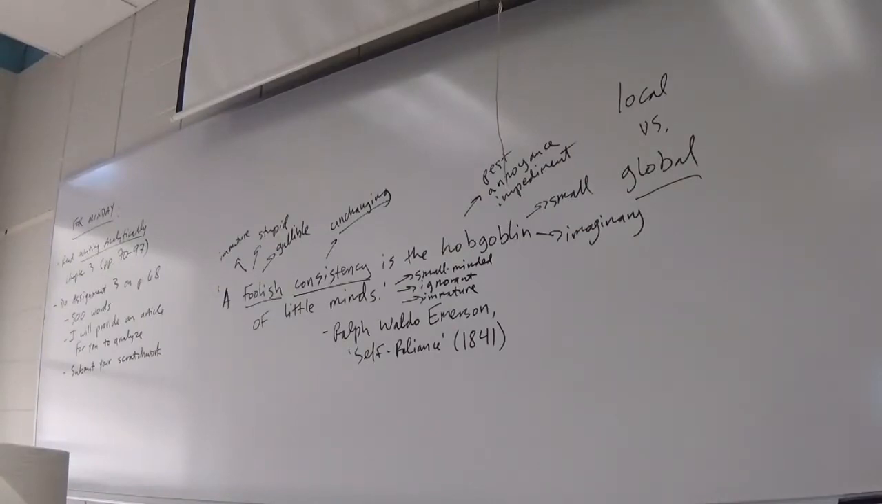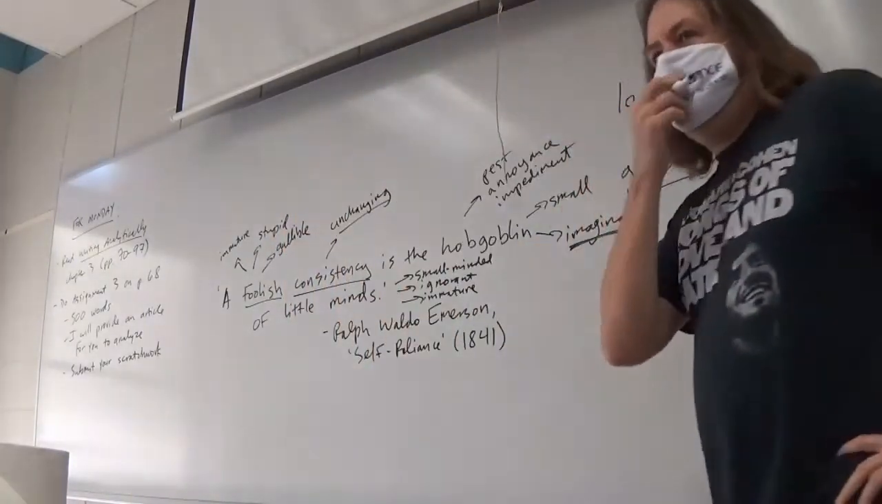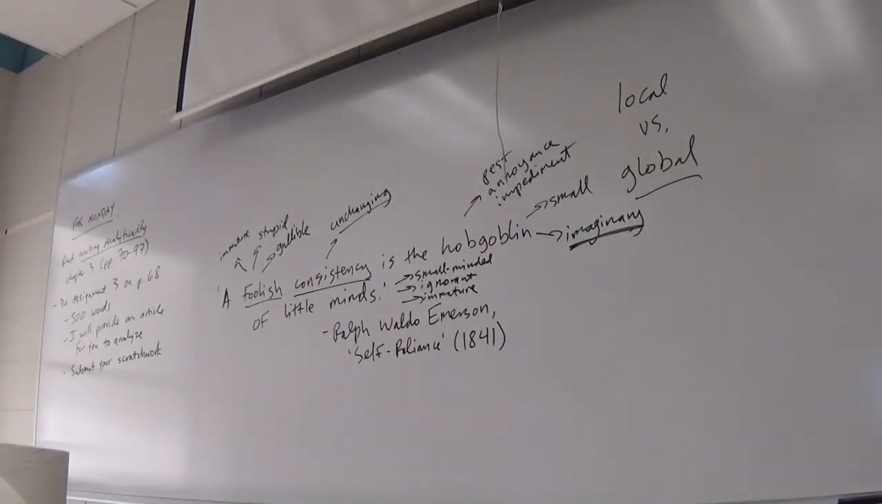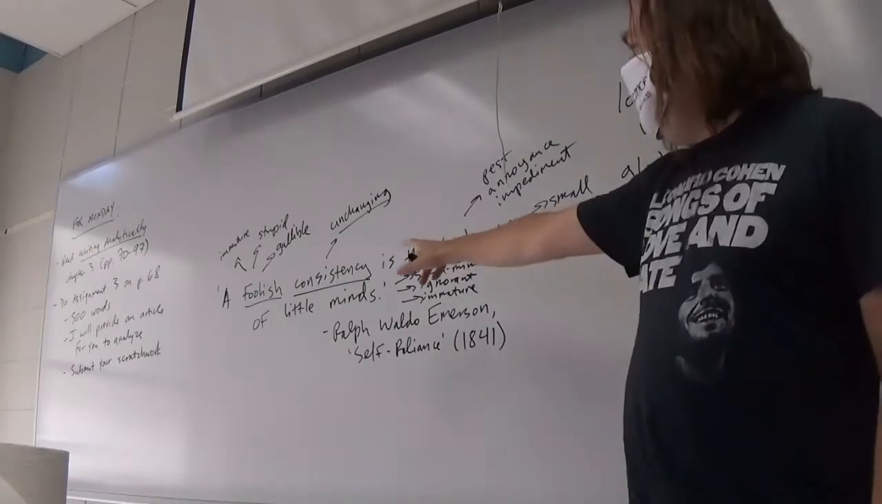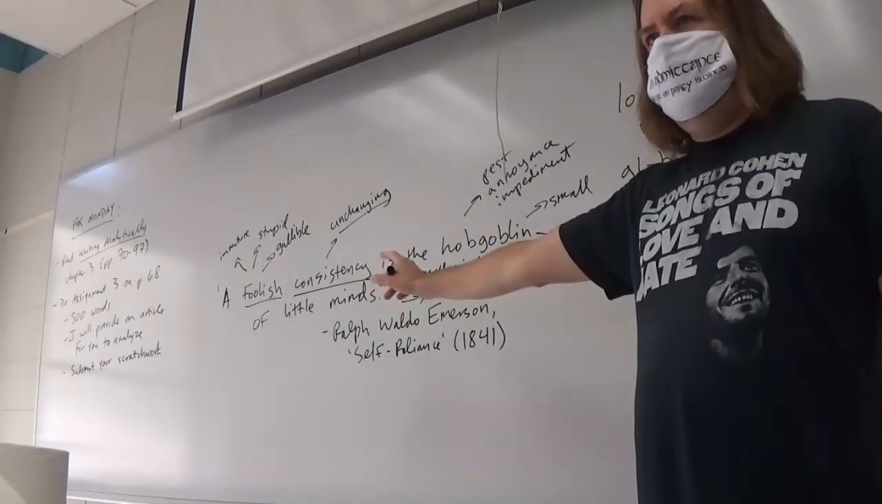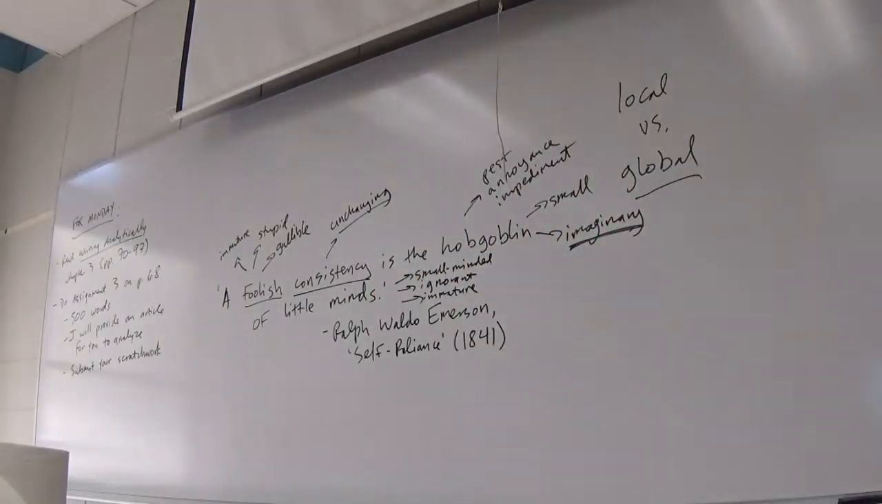And the fact that it uses the hobgoblin here, an imaginary creature, right? This is something that's all in your head. And this is something that can be changed, right? So the basic idea here, the thing that Emerson is advocating, is to be intellectually flexible, right? Is he saying that consistency on the whole is bad? No. But when it's immature. Yeah, if you're clinging to a belief that has been proved false for the sake of being consistent, then you're being small-minded and ignorant, right?